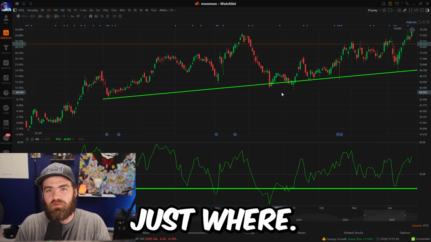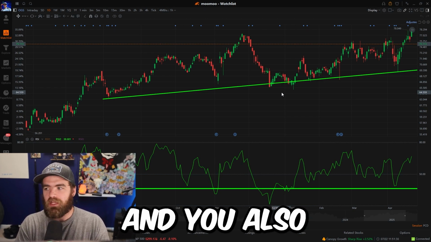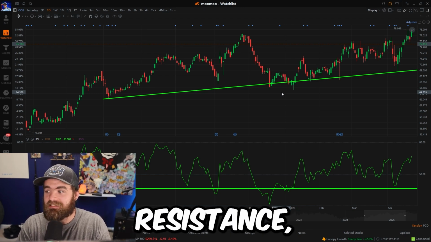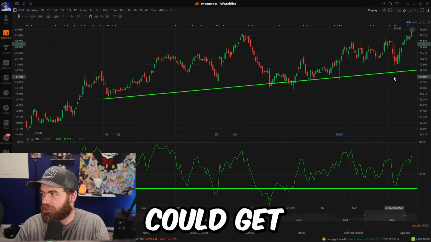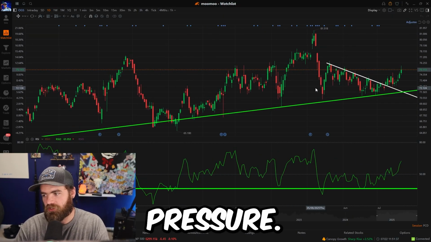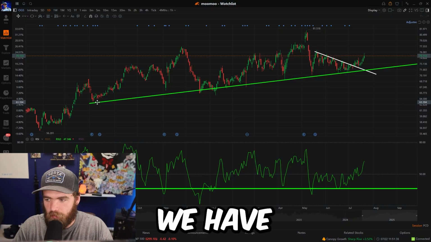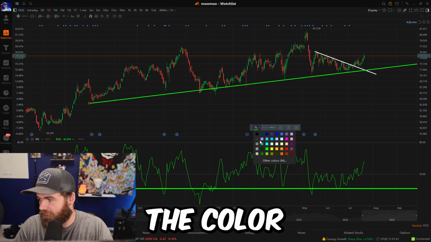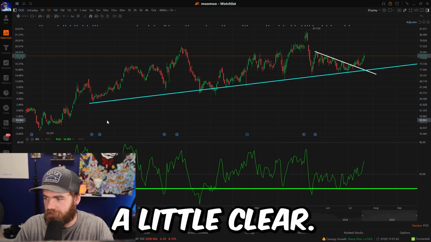So support is just where you get a lot of buying pressure. And you also can have a trendline resistance, which is just the opposite, where you could get a lot of selling pressure. So you guys can see here, we have this line right here that we'll change the color. We'll make it blue so you can see it a little clearer.